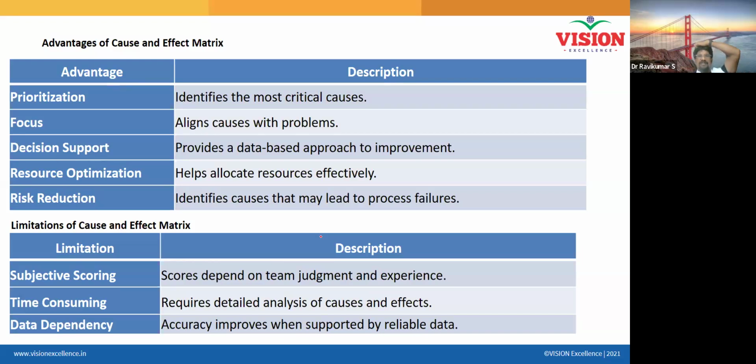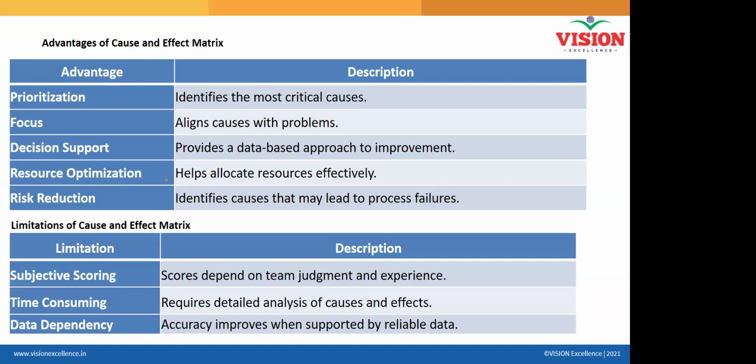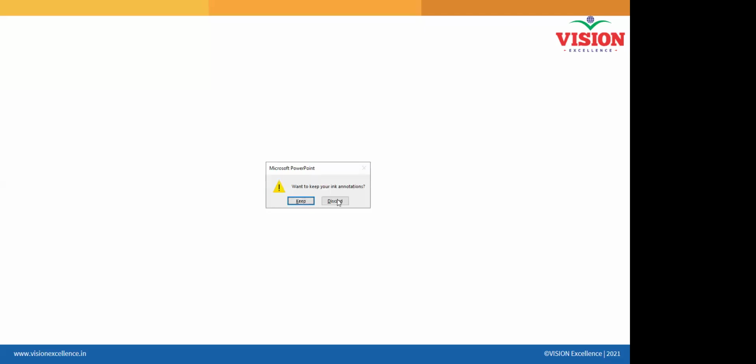And when it comes to the limitations, see, it is a team job. So the team members have to give the right scores based on the knowledge, experience, and the data. Then only your scores will be correct. Since you have to collect the data from all processes properly, it requires some amount of time. Then data dependency is more. So you need to collect the data accurately, without error. Then only you will be able to work with this cause and effect matrix. That's all about the cause and effect matrix.